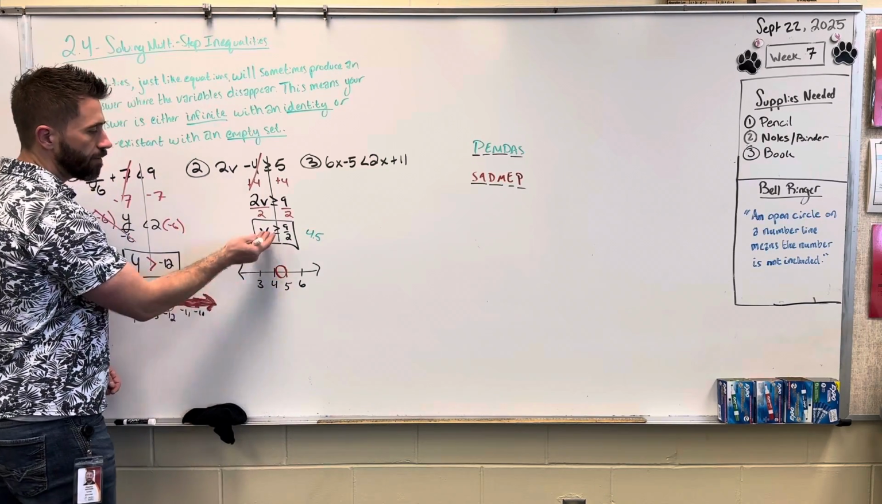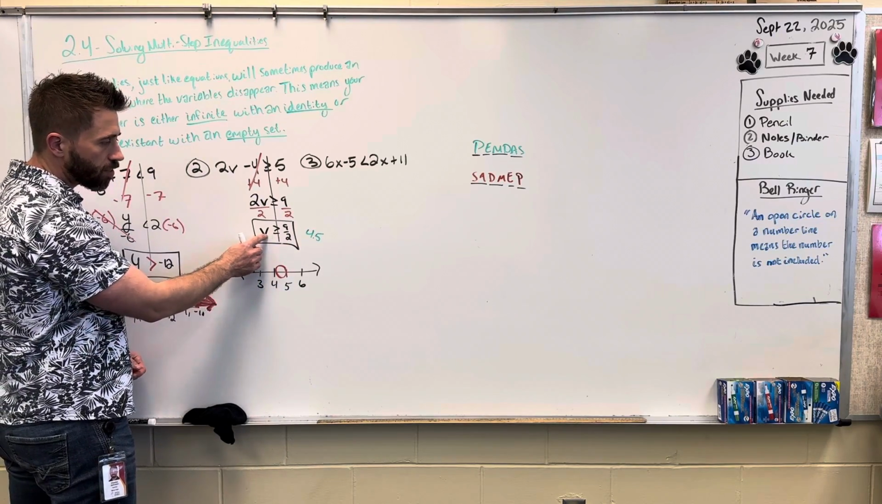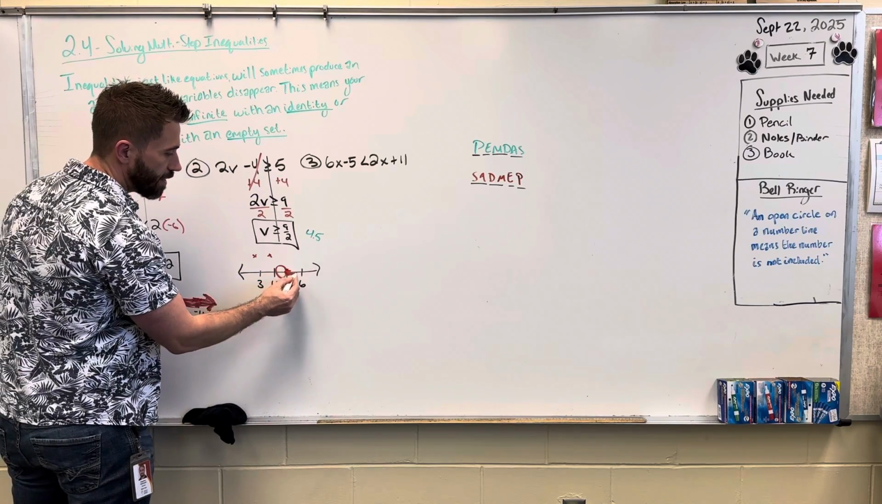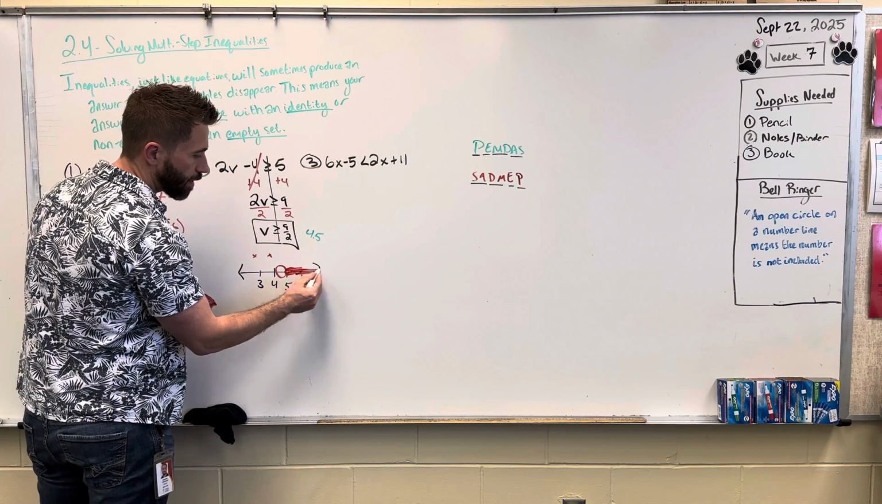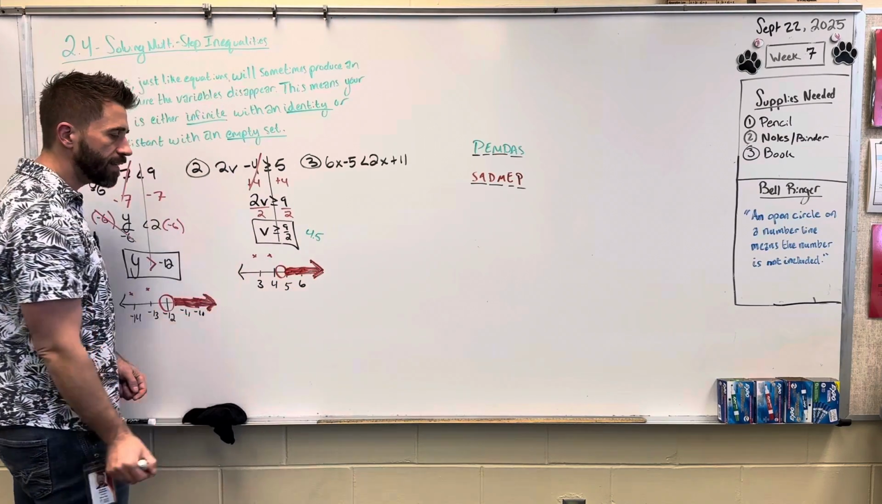And then I'm going to plug in values and see, hey, is it going to make my inequality true? If I plug in a 3, 3 is not bigger than 4.5, and neither is 4. But 5 is, and 6 is, and every number over here is greater than 4.5, including the numbers that I have that are not listed.